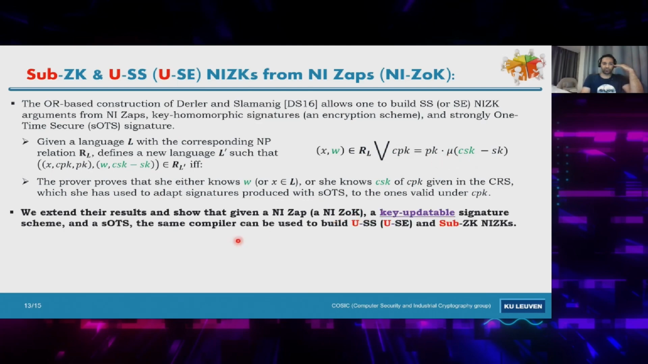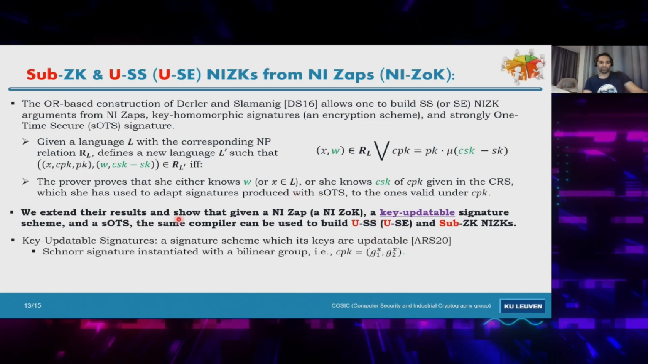We basically show that this construction can be extended. We are given an interactive ZAP, again similar to the original compiler, but now instead of key homomorphic, we need a key updatable signature scheme, and then again strong one-time signatures. The same compiler would allow us to build NISQ arguments that could achieve subversion zero knowledge and updatable simulation soundness or updatable simulation extractability. Here, once we use a non-interactive ZAP of knowledge, we can achieve updatable simulation extractability. And I should mention that for achieving knowledge soundness or knowledge simulation extractability, we rely on non-black-box extractions that use some knowledge assumption.